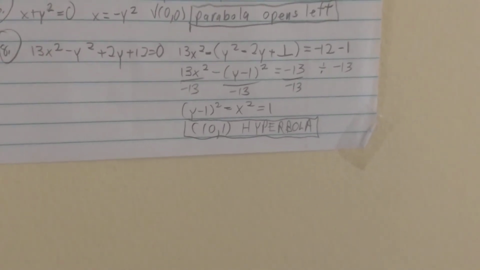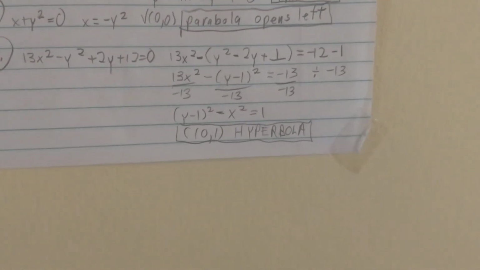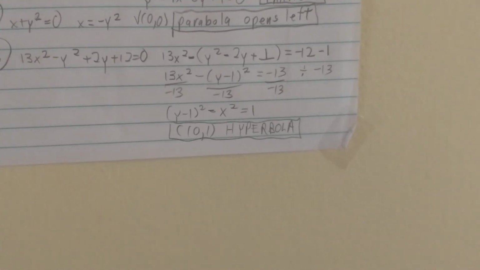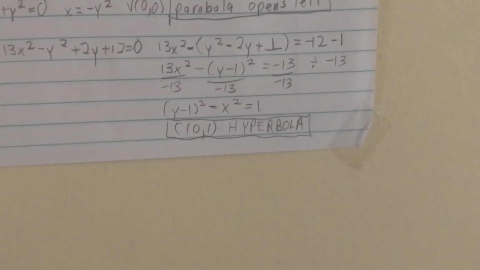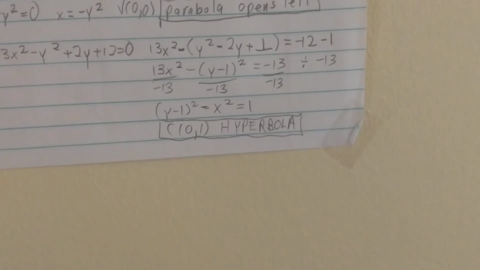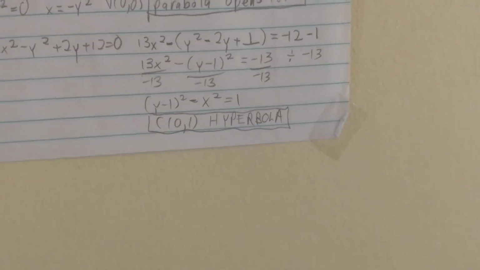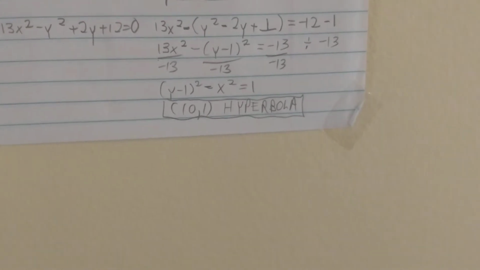But we're not putting in a plus 1, we're putting in a negative 1 because of the negative in front of the parentheses. So on the other side, we brought over the 12 as negative 12, and we're putting on a negative 1 with that from the completing the square. So now we have 13x squared minus (y minus 1) squared equals negative 13. So we're going to divide by negative 13 and get (y minus 1) squared minus x squared equals 1, which is a center of 0, 1, and it's a hyperbola, and it opens up and down along the y-axis.